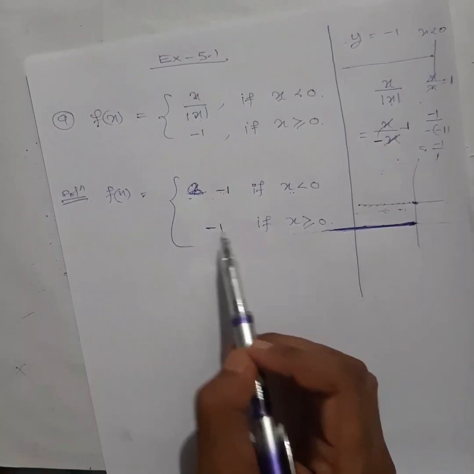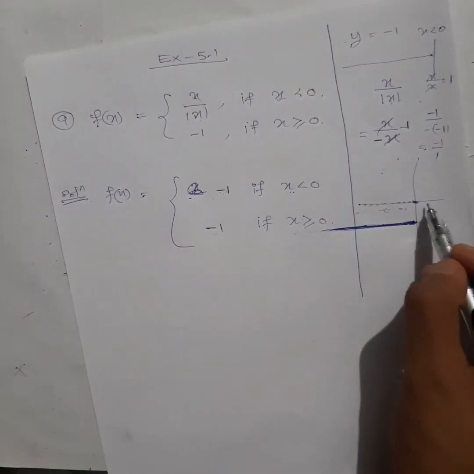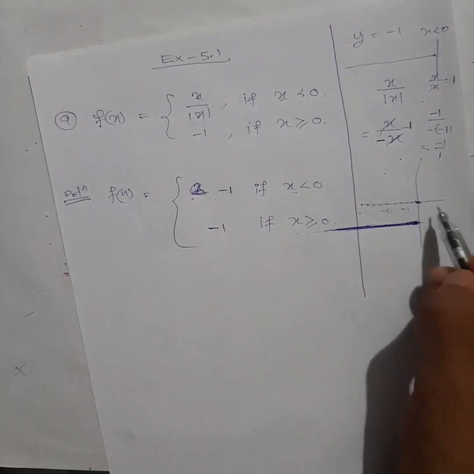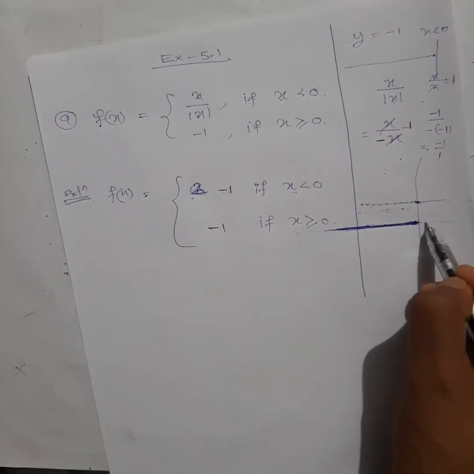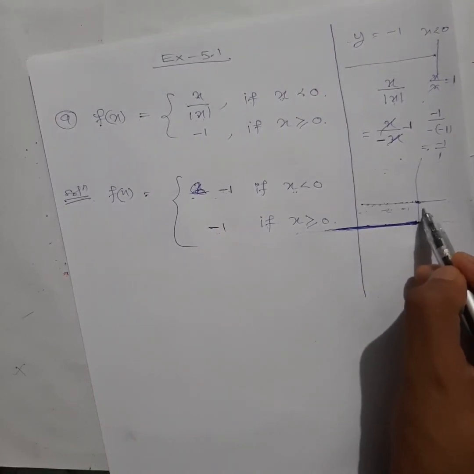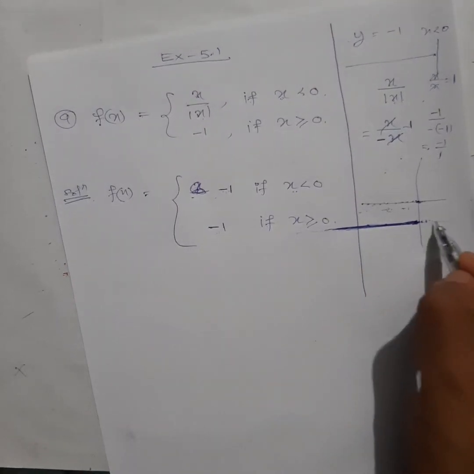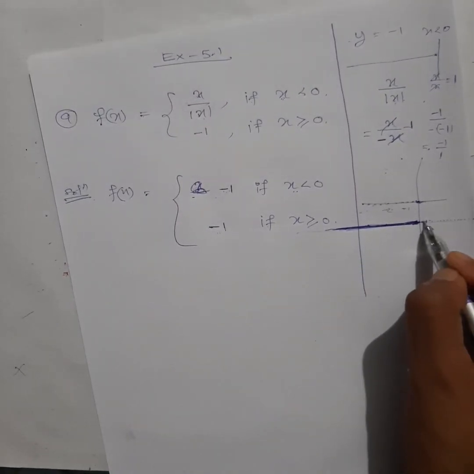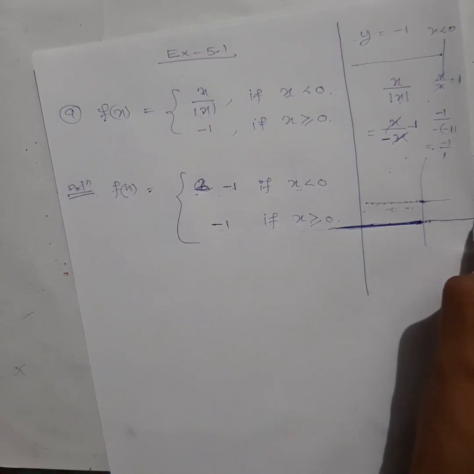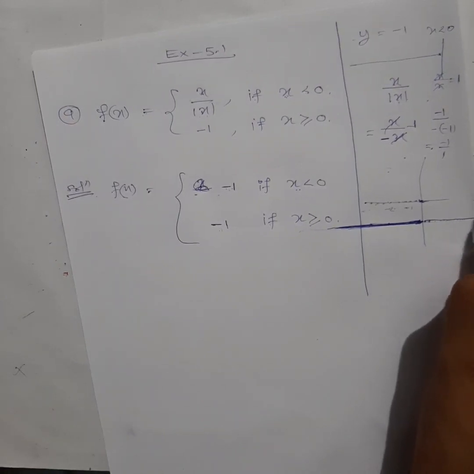Okay, next, if x is greater than or equal to 0, what will y be? Same, minus 1. Whatever number greater than 0 you take, just next to 0, for that you find y, it will be minus 1, because it is constant, right? Minus 1, minus 1, you will keep on getting like this. So here also, on your right side, it is continuous, it will never break.